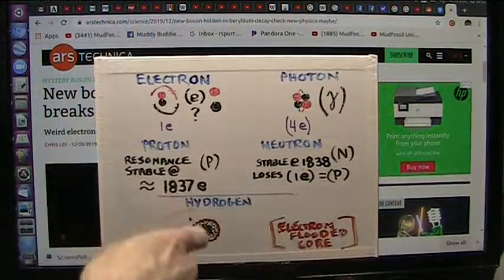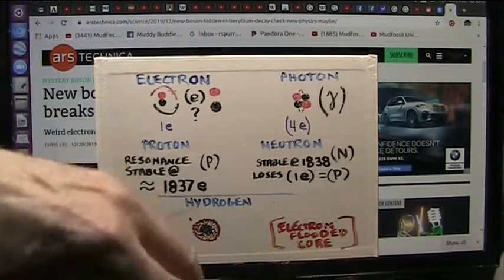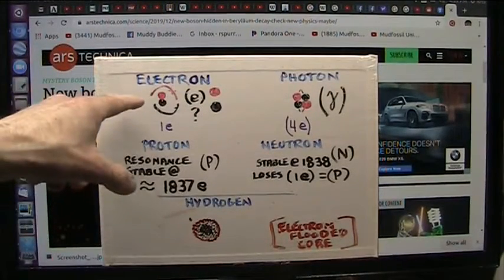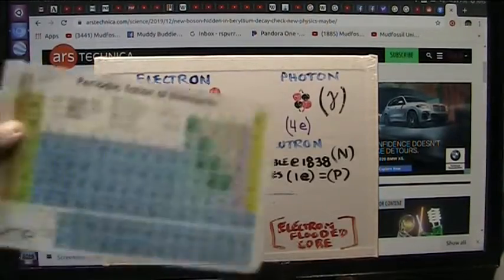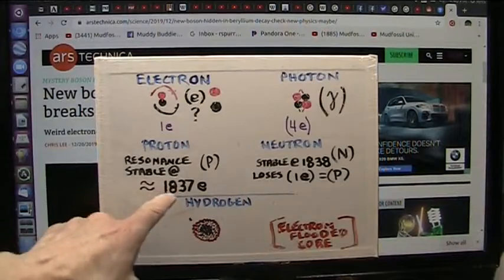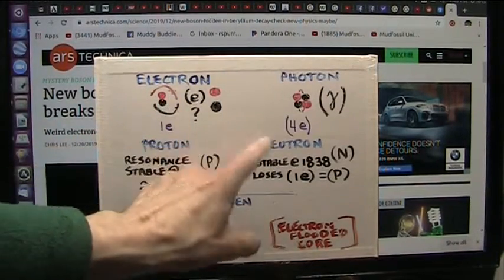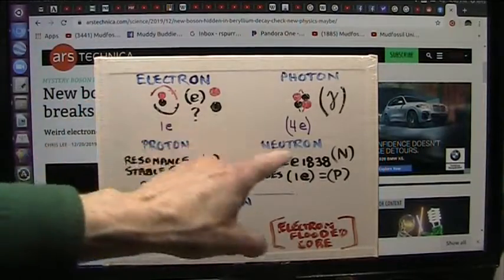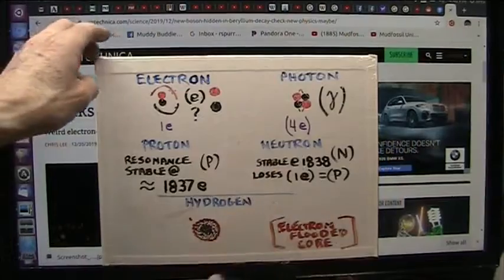Here it is right here, the electron flood theory. There's nothing more than electrons. The entire universe is nothing more than flooded with electrons. It works very, very nicely in this chart when you start to understand that 1,837 of them make a proton, and 1,838 make a neutron. And I'll get into this quite deeply.